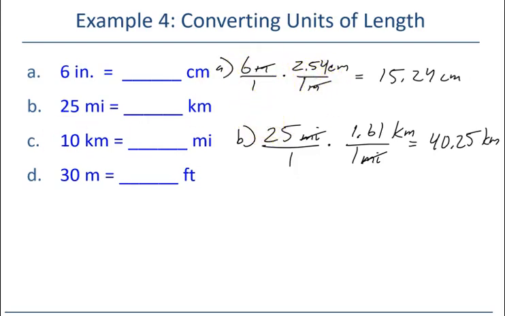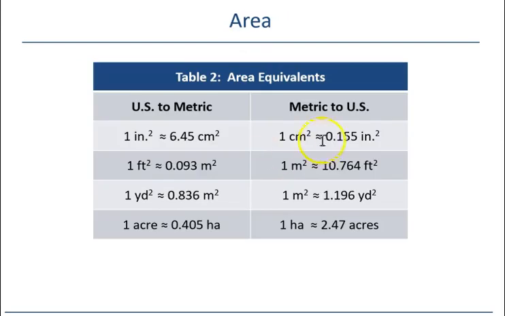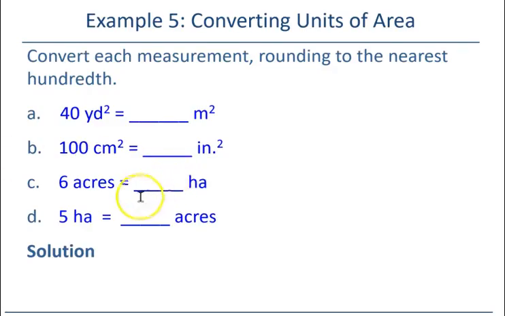So let's look at another one here. We've got another little metric one to look at. We've got area equivalencies. Okay, so let's do some examples on this one and see how they look. I've got 40 yards squared. And what will that turn into in meters squared? Well, let's write that one out.